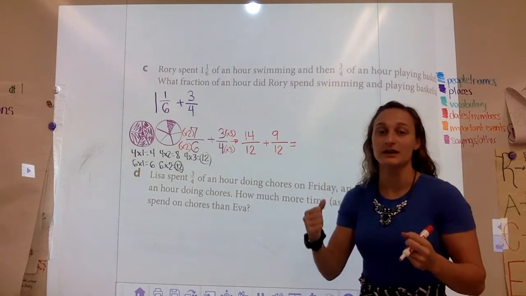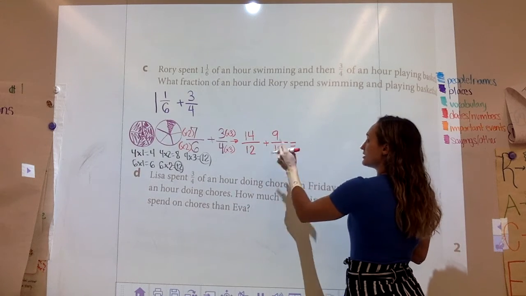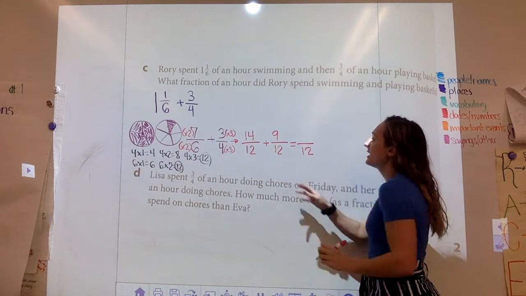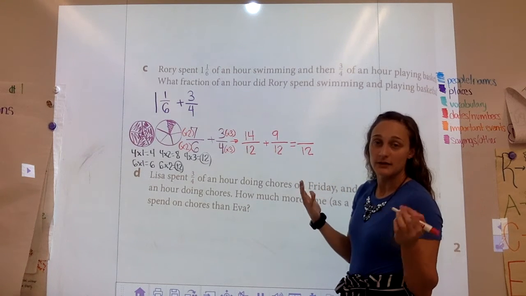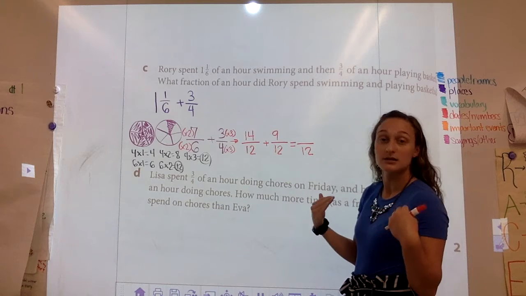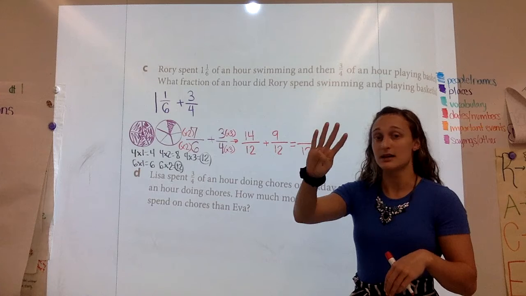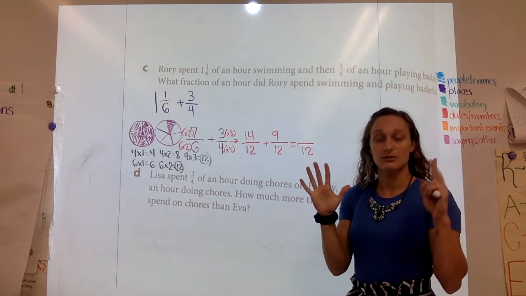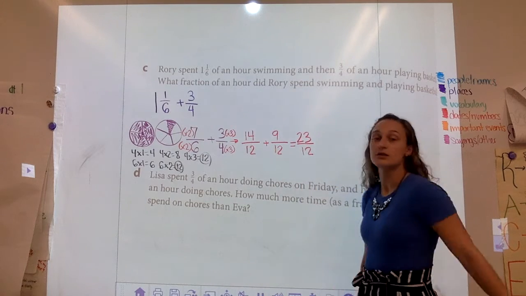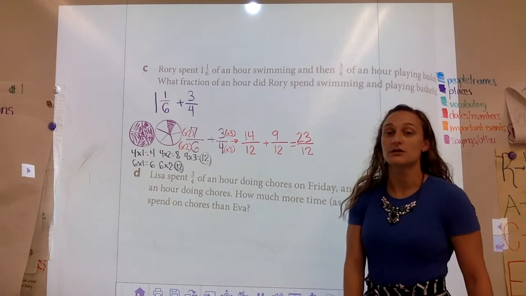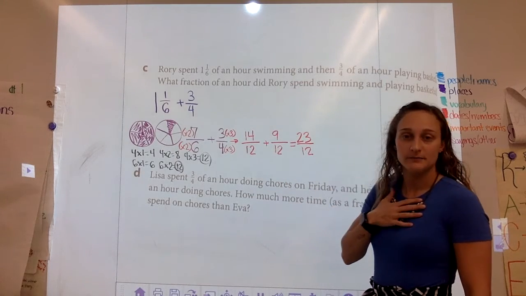Now, yes, I can finally add. So when I'm adding, keep the denominators the same and add the numerators. Okay, so I'm going to add 14 plus 9. Now, 14, 15, 16, 17, 18, 19, 20, 21, 22, 23. So you should get 23. Now, you should have been able to do that in your head. If not, it's okay. I went slow enough so you could catch up to where I was at.